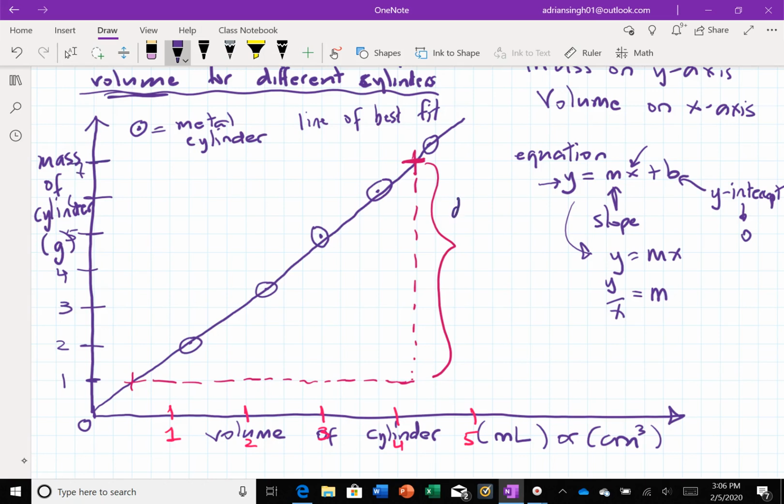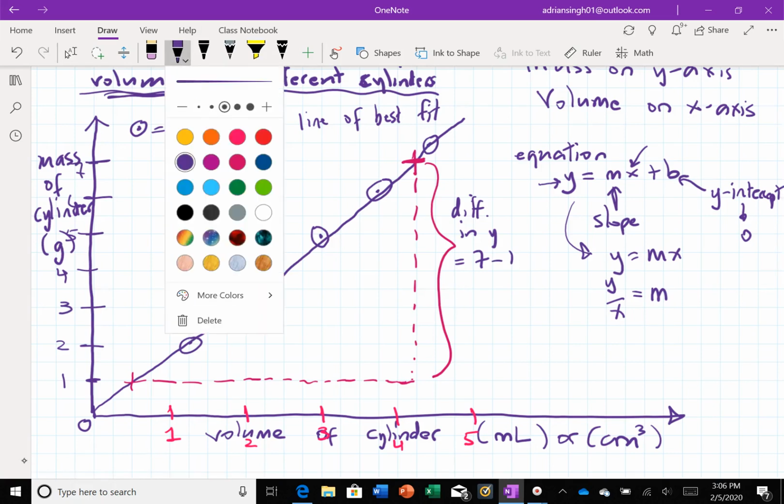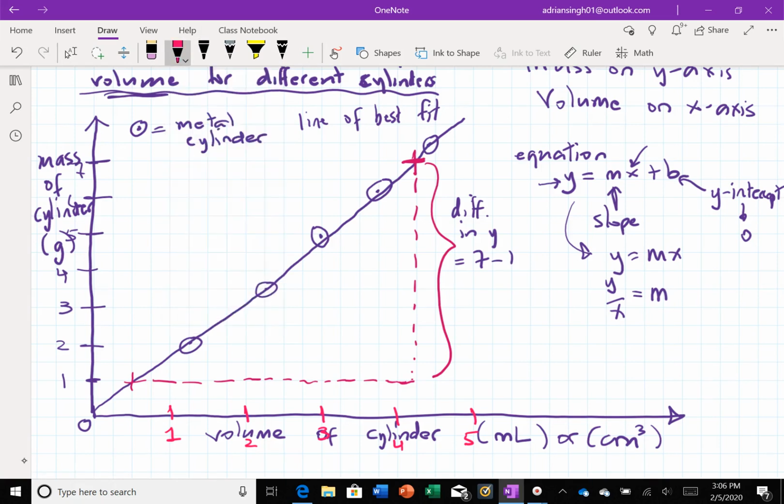All right, so the difference in the y would be 7 minus where we started with, which is 1. And then the difference in the x would be this difference over here. All right, and this is equal to where we ended up with. So this would be 4.25 minus 0.5.